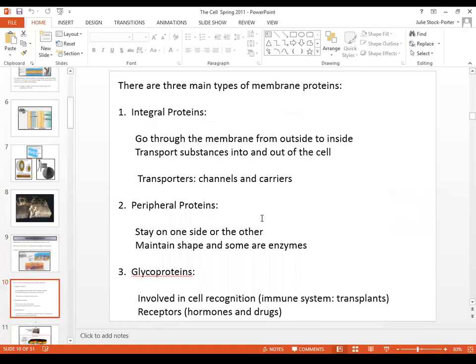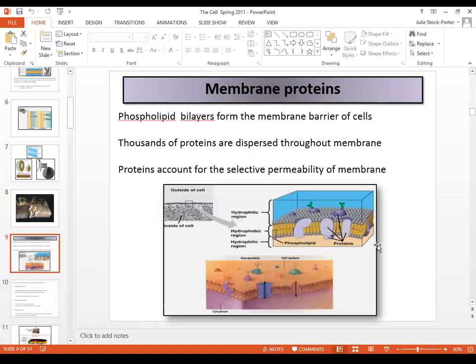All right. The next one is the peripheral protein, and it will be on either one side of the membrane or the other. And these have two functions. One, they maintain the shape of the membrane, and they work as enzymes. And enzymes are proteins that are going to cause reactions to happen. They're going to cause reactions to take place. So a lot of these chemical reactions that we look at are catalyzed by enzymes. Let's look at these diagrams.